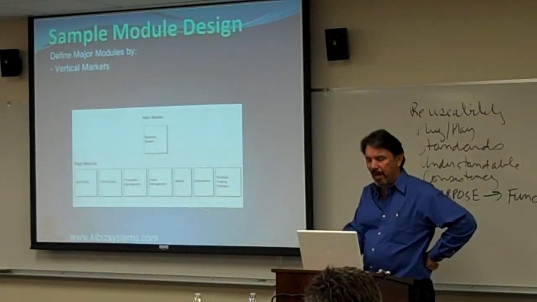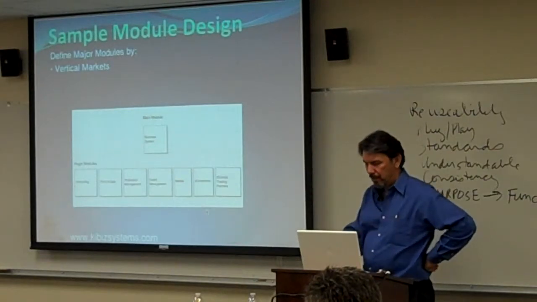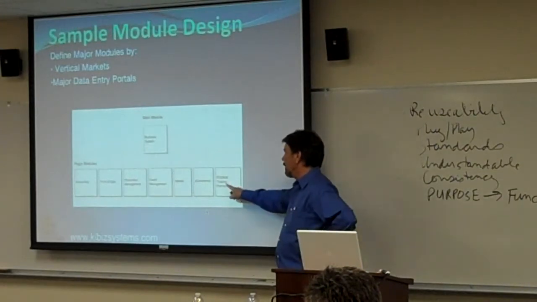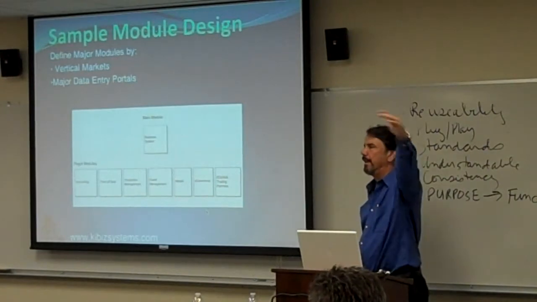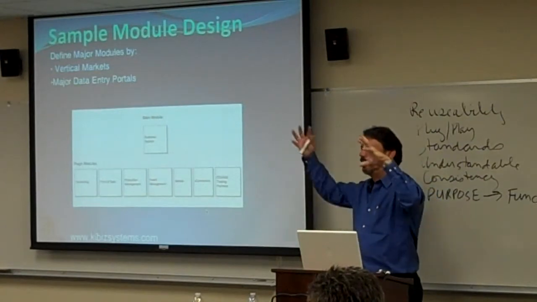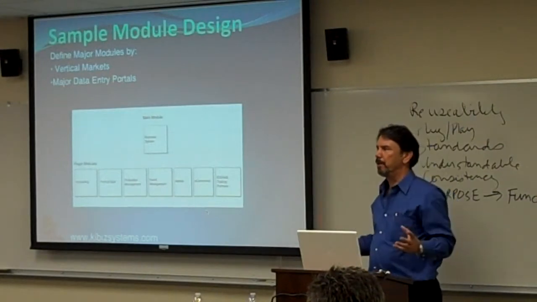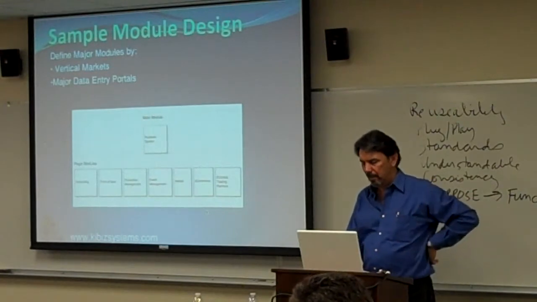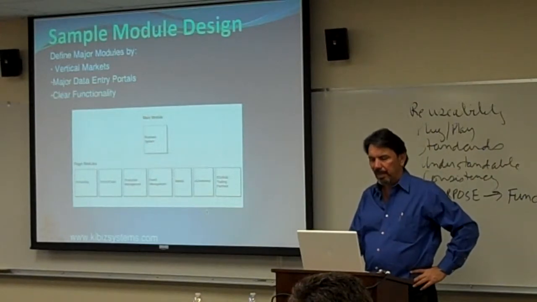These are defined by vertical markets. Each of these things might be suited to a different vertical market, some of them. Some of them are defined by data entry portals like the EDI and XML, which enable our clients to connect to big procurement sites like Amazon or Walmart or Conoco or whatever, so that they can get their orders downloaded and all their orders go directly into our system. So it's a separate module that we sell, and it stands by itself almost, but it needs to be plugged into something to make it really work. And it has a clear functionality.